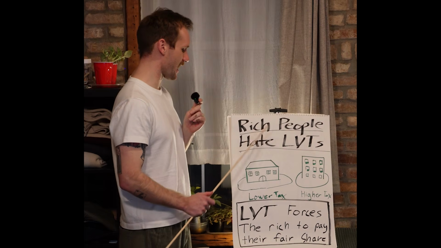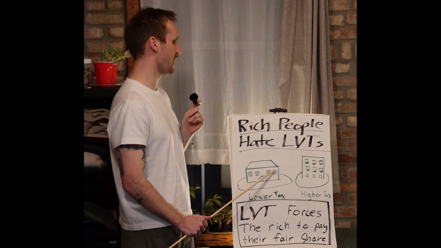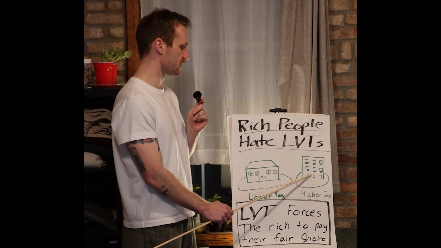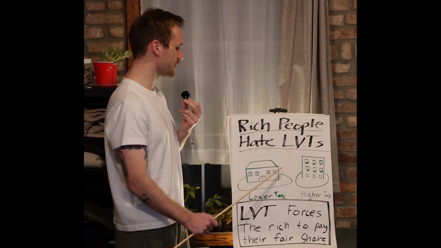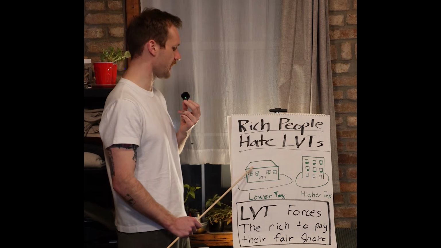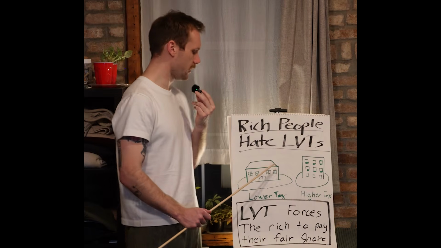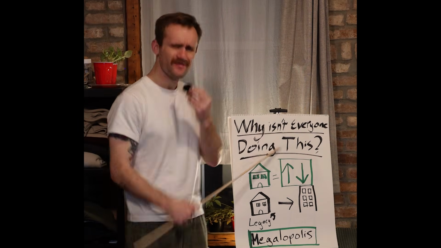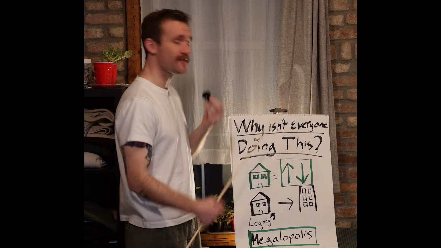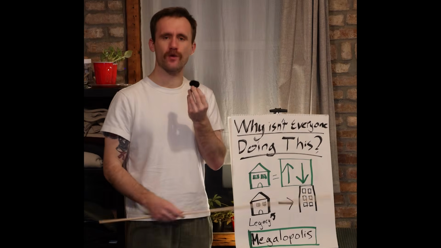Under a land value tax, this rich person would be forced to pay the same amount or more than this apartment complex. And that would allow these very, very valuable squares of land that these mansions sit on to be developed for more people to live there. So why isn't everybody doing this, right? It sounds like a good system. How come you don't see it in more towns?